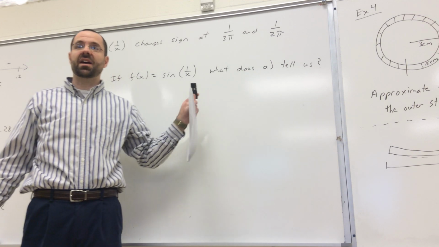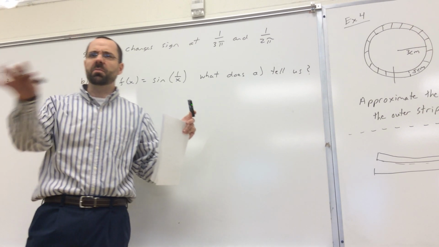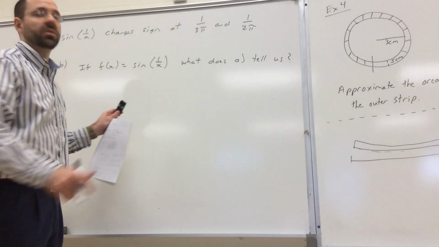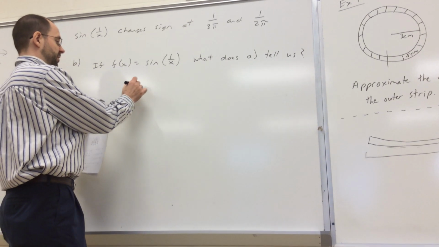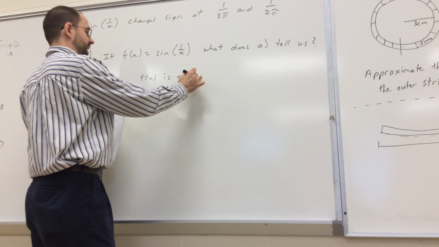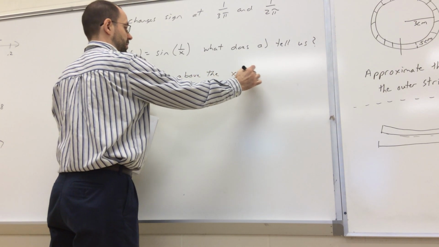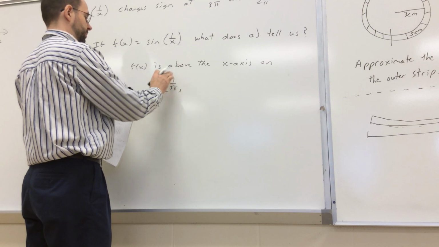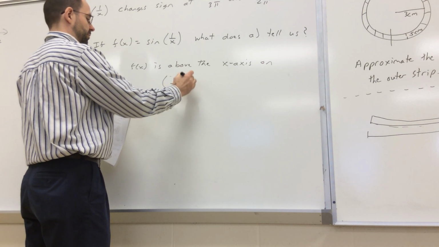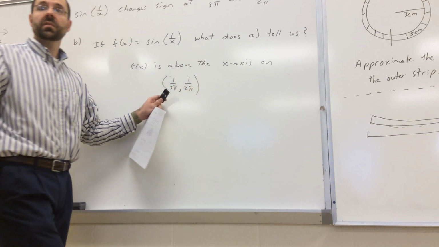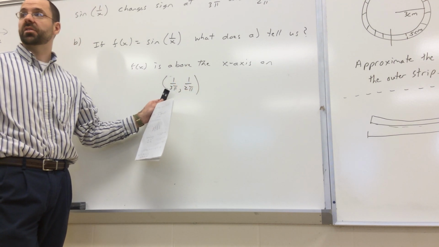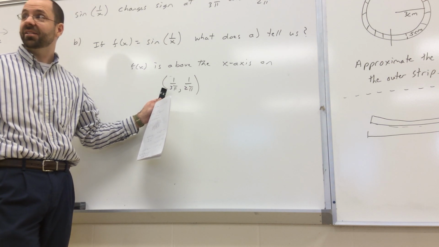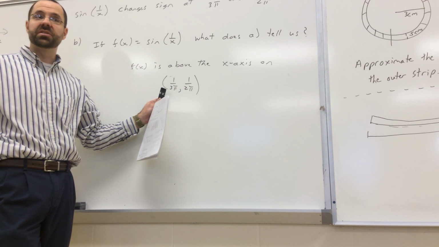So that still wasn't a calculus question. You guys were trying to make it into a calculus question because you assumed I would ask a calculus question too, and I kind of led you that way, right? Okay, so f of x is above the x-axis on the interval 1 over 3 pi, comma, 1 over 2 pi. And what happens at 1 over 3 pi to the graph? It hits the x-axis, right? That's when the y value is 0.